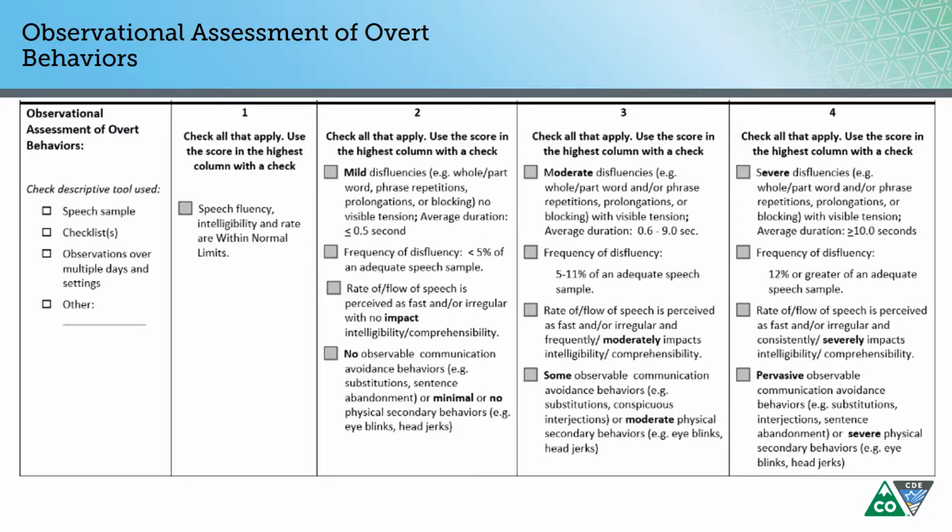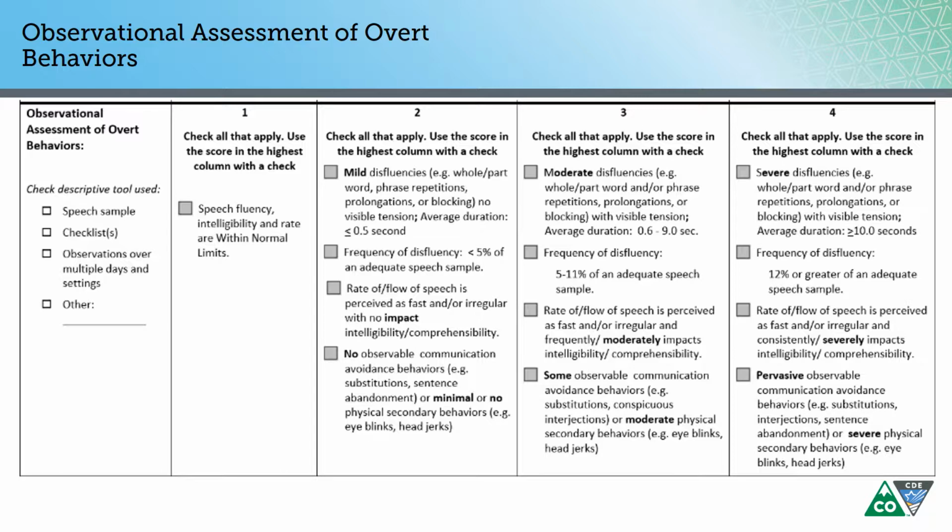Misarticulations, such as distorted sounds or omitting phonemes or syllables, can also impact speech clarity in stuttering, and can therefore affect the scoring SLP's judgment of intelligibility. When scoring this section, check all the characteristics that apply, then score the last column with a check mark.